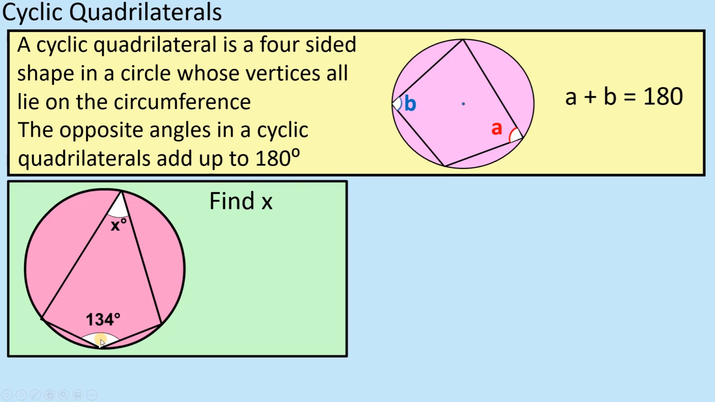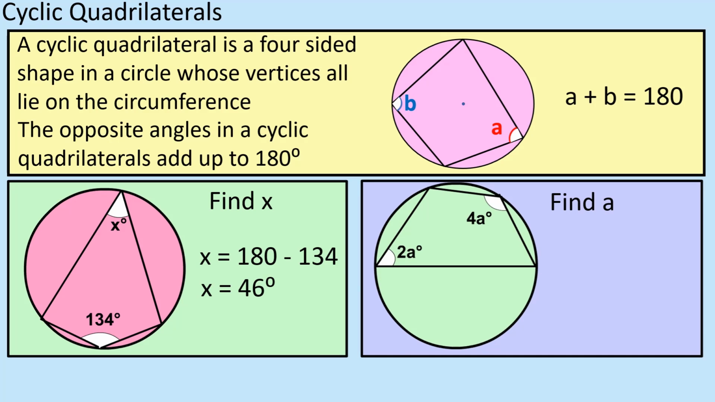I've got four corners of a shape touching the edges of a circumference. So these 2 added together will be 180. So 180 take 134 is going to give you 46. So that's 46. Over here, same thing. I've got this one, this one, this one, and this one, all touching the circumference, and I know that these 2 opposites must add up to 180.